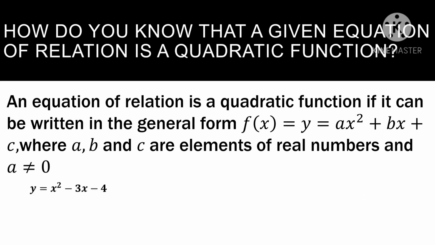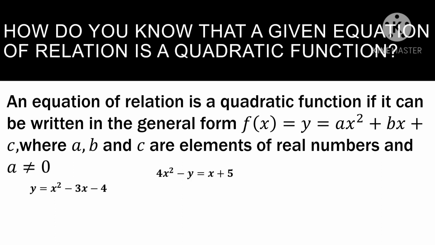For example, you have y equals x squared minus 3x minus 4. Okay, so this is an example of quadratic function because it is written in the general form. Your ax squared corresponds to x squared, so your a is 1 here. If it is 1, we don't need to write 1. Your bx corresponds to negative 3x, then your c, that's negative 4. That's why y equals x squared minus 3x minus 4 is an example of quadratic function.